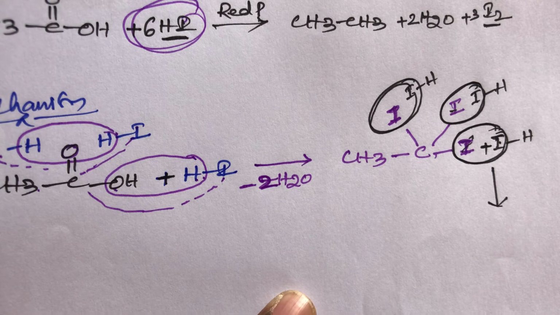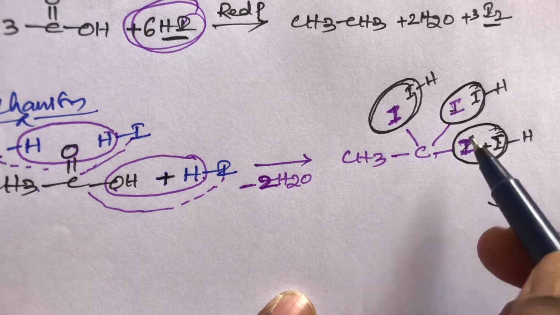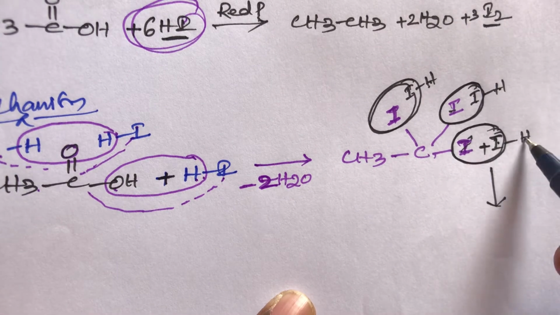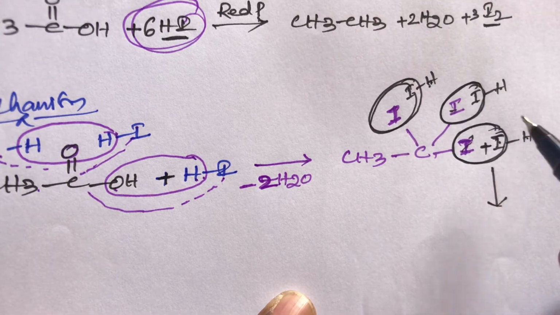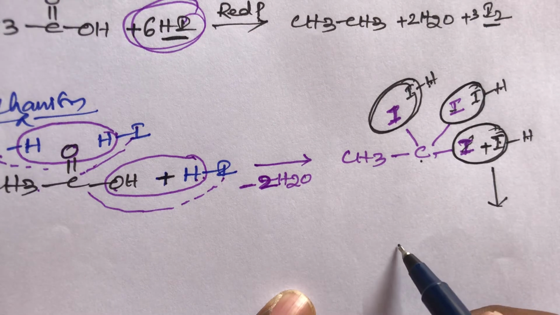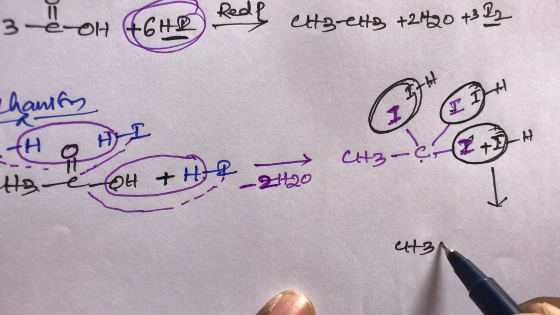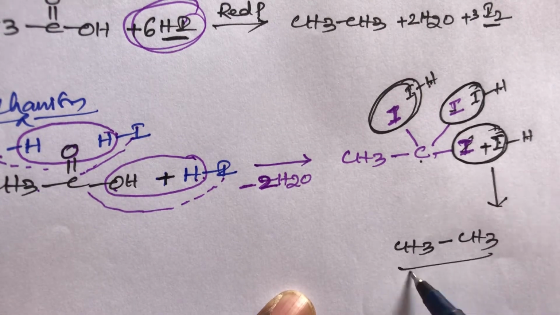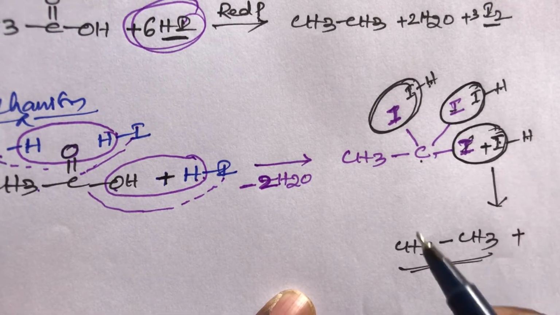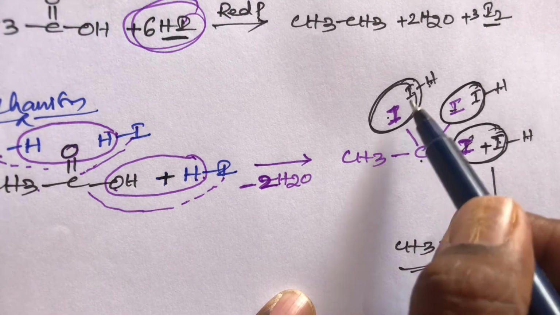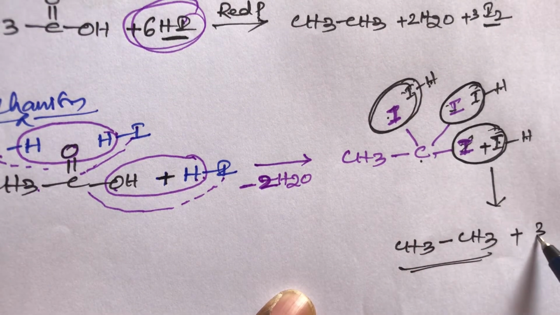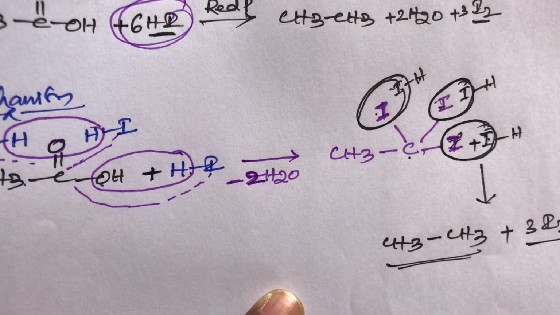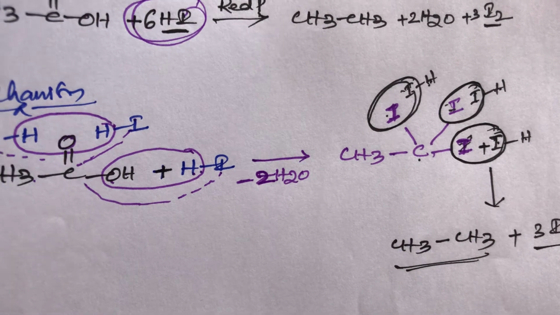So what remains, students? Hydrogens remain: here one hydrogen, here one hydrogen, here one hydrogen. These 3 hydrogens combine with this carbon, and we get the final product CH3-CH3, plus total how many iodines, students? 1, 2, 3, 4, 5, 6. That is 3 moles of iodine, 3I2. This is a simple trick for students. This is the simple mechanism of carboxylic acid.